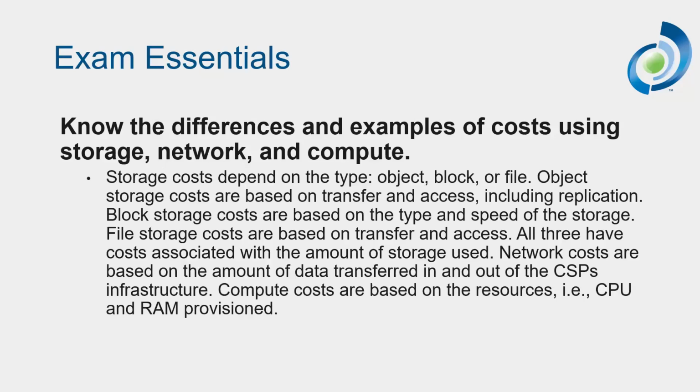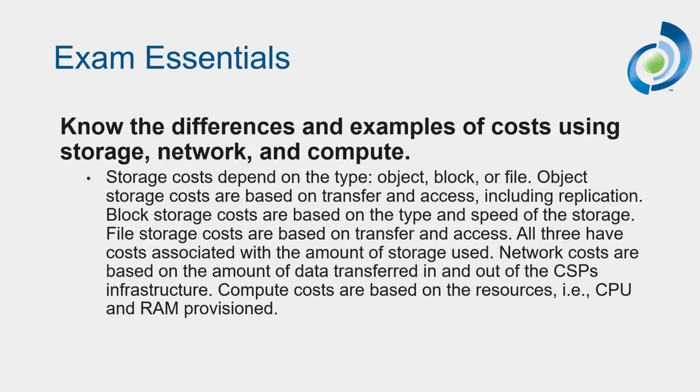Storage costs depend on the type: object, block, or file. Object storage costs are based on the transfer and access, including replication. Block storage costs are based on the type and the speed of the storage. File storage costs are based on the transfer and access. All three have costs associated with the amount of storage used.